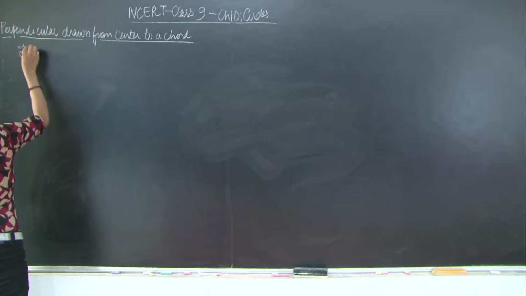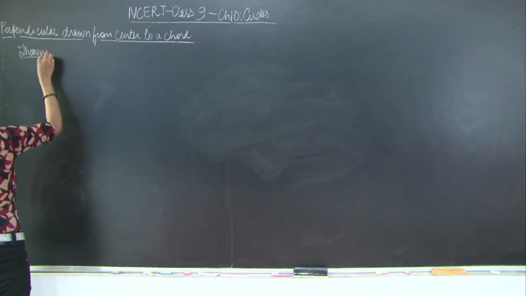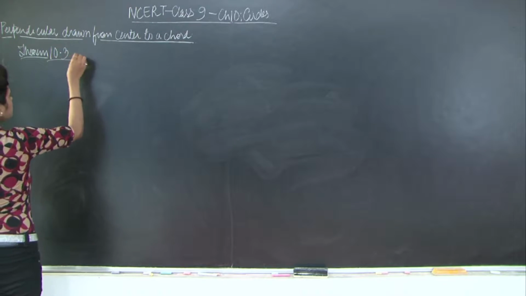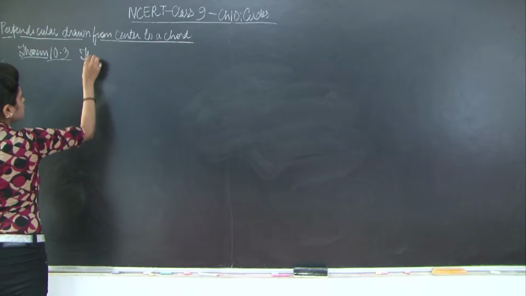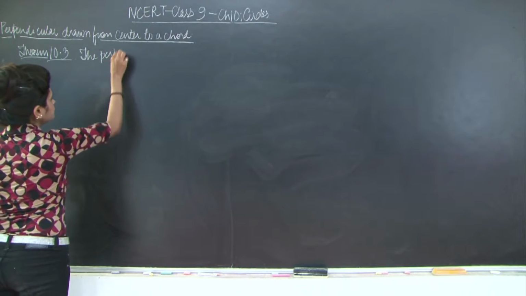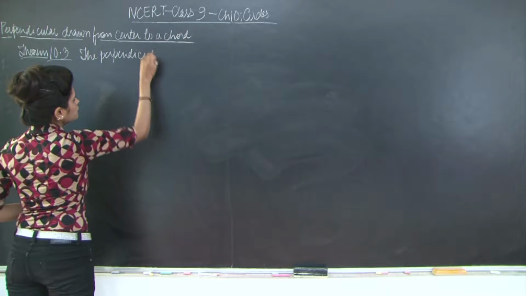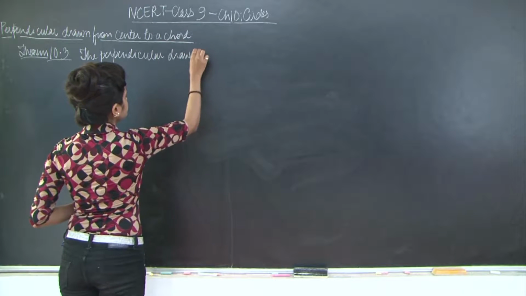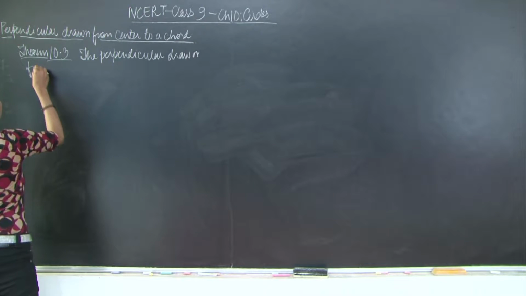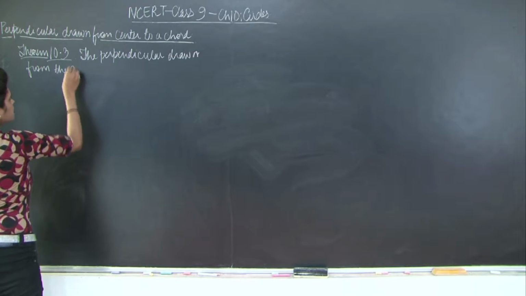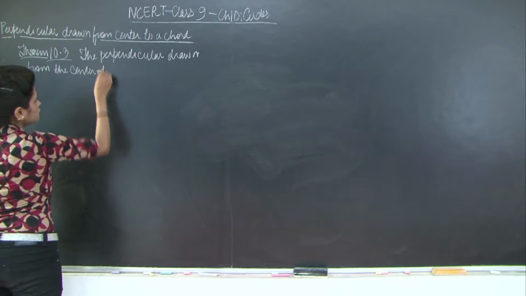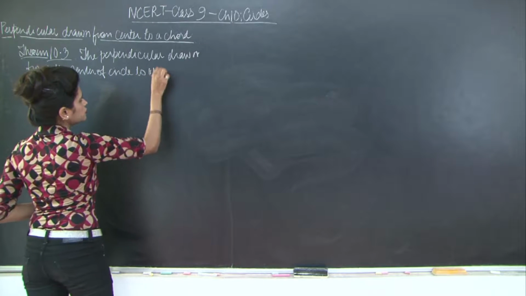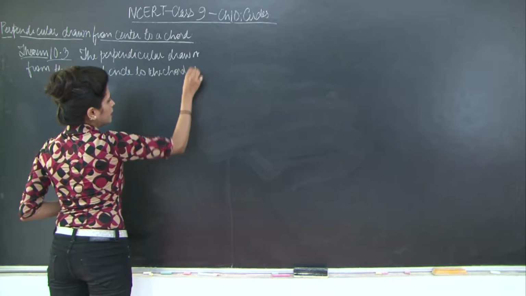This is theorem 10.3. The perpendicular drawn from the center of the circle to the chord bisects the chord.